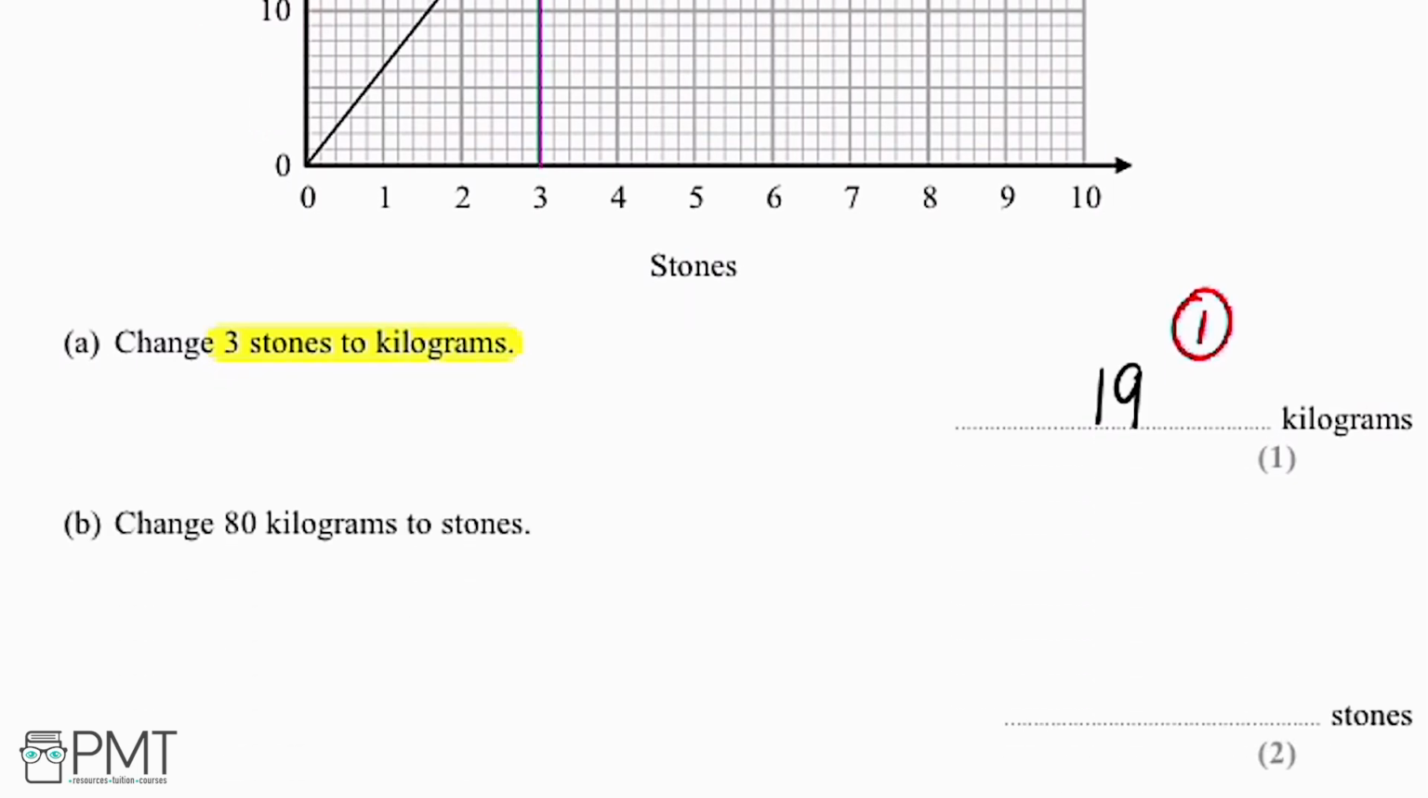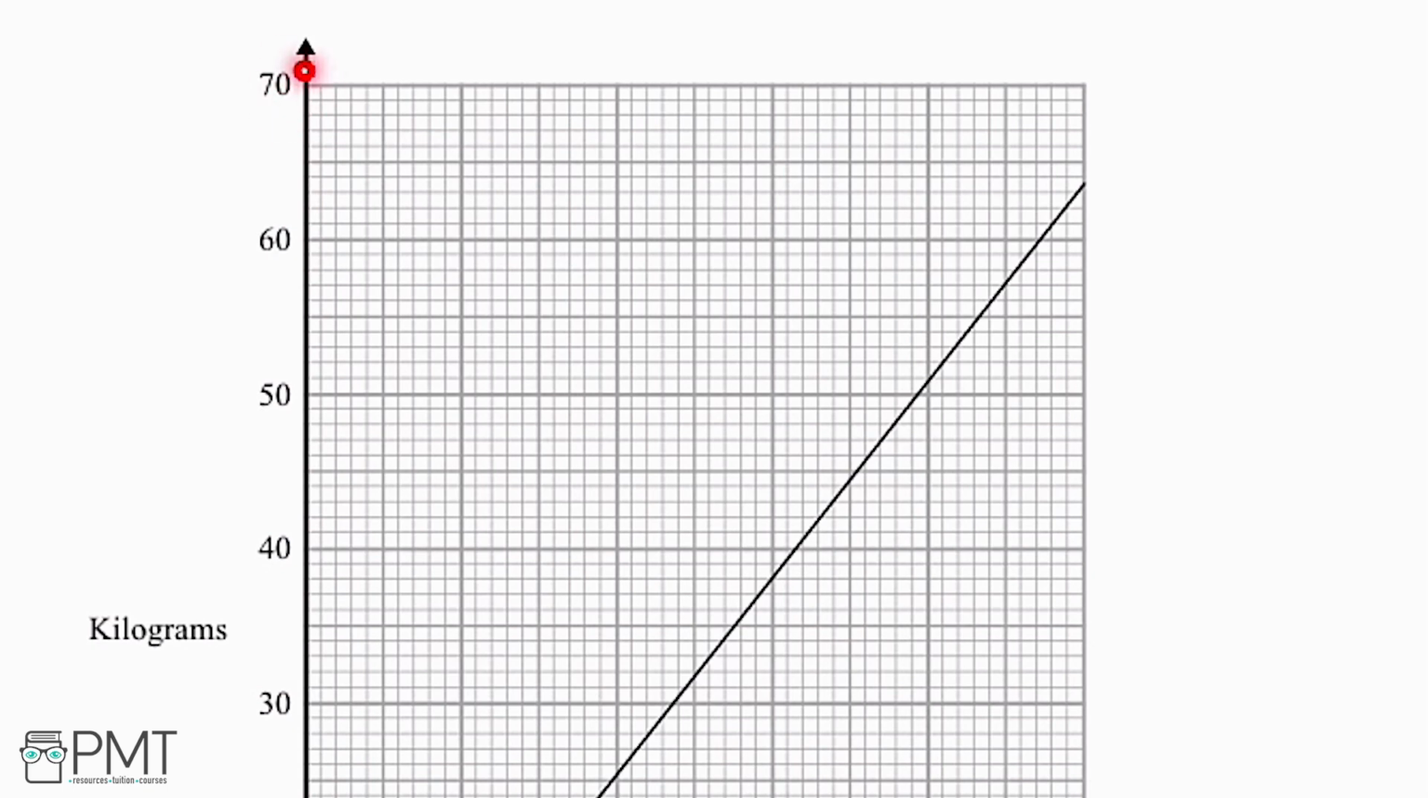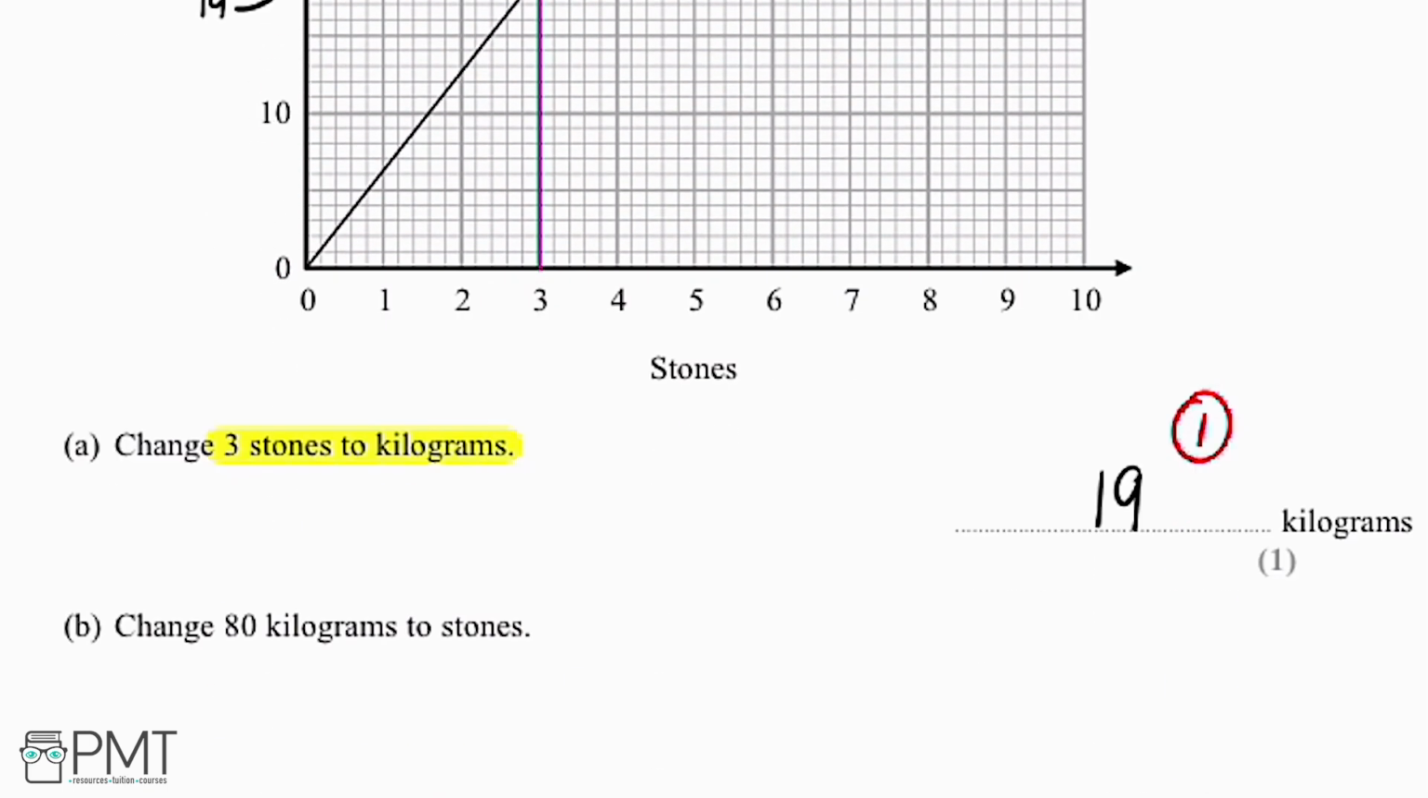Now part B says we need to change 80 kilograms to stone. If we have a look at our graph, we've got a problem, because our graph only goes up to 70 kilograms. This means we can't do the same as before. We can't just read off from here and see where it hits the line, because we haven't got that information. So what we can do instead is take our 80 kilograms and divide it by 2. So 80 divided by 2 is going to give us 40. And now 40 we can read off.